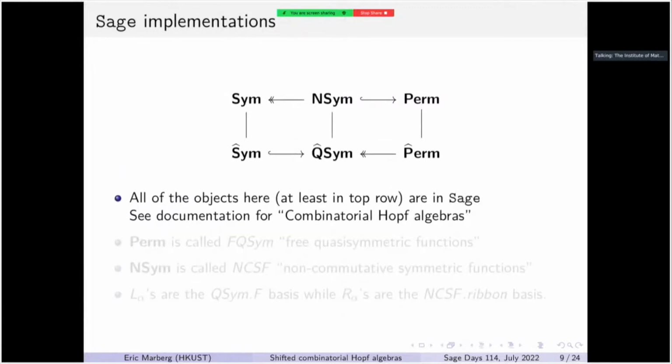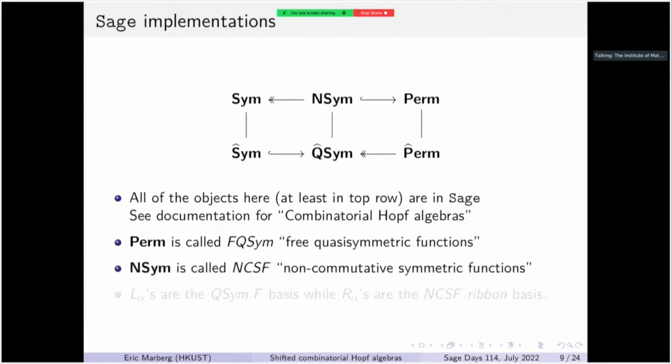Okay, so regarding Sage implementations, all of the objects here, at least in the top row, ignoring possibly infinite linear combinations, are in Sage, in the combinatorial Hopf algebras documentation. What I'm calling permutations is called the free quasisymmetric functions. NSym is called NCSF, and the L alphas are the QSym.F basis, and the R alphas are the NCSF.ribbon basis. So all of this is available for computations so far.